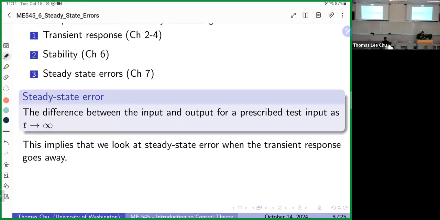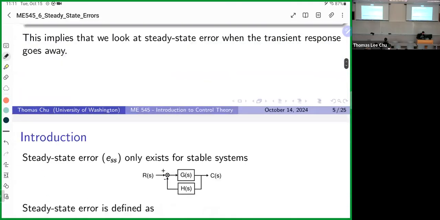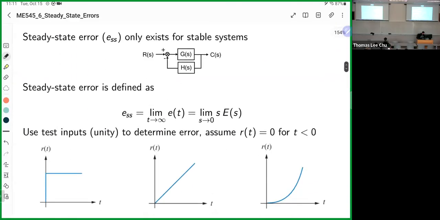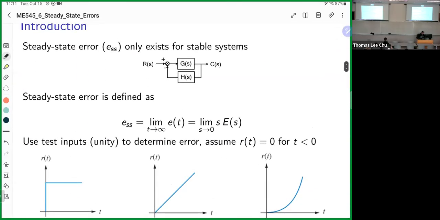So this implies that we look at steady state error when the transient response goes away. Basically, it's implied it's at steady state. We look at the error once the transient response goes away. And here's the block diagram. So steady state error exists only for stable systems, because if our system is unstable, then our output grows unbounded, our input is bounded, and error grows to infinity.